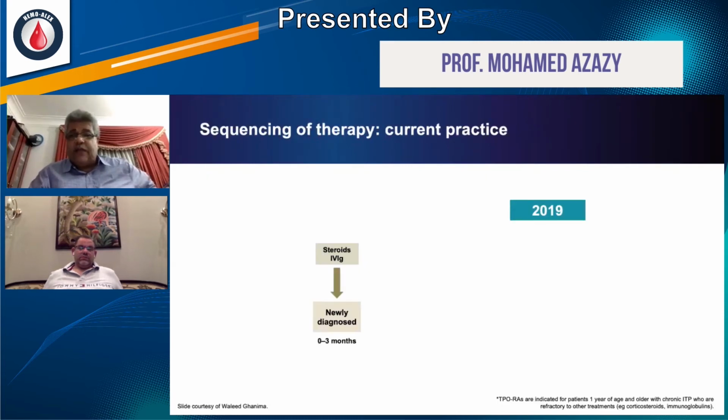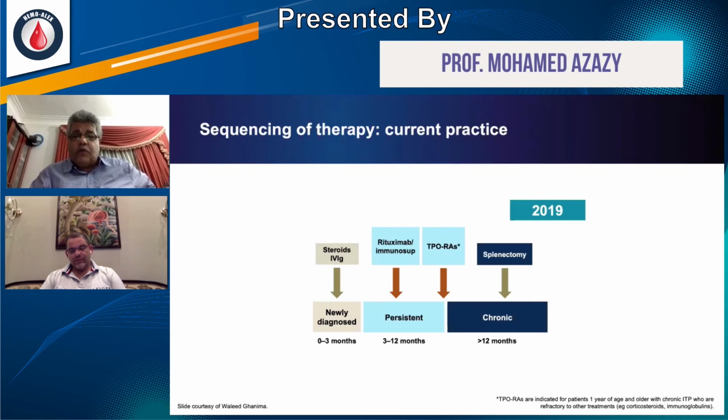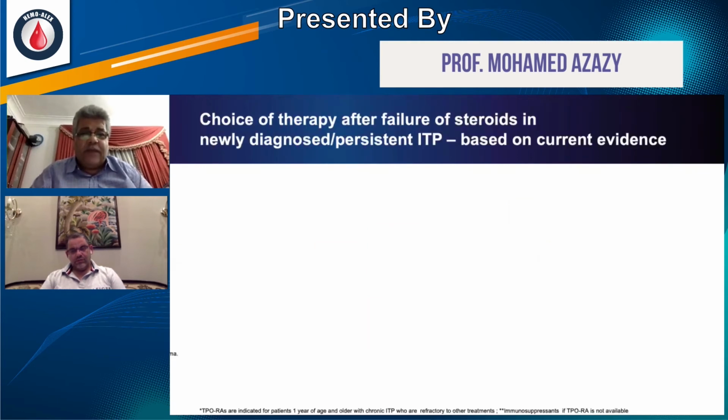So, sequencing of therapy in 2019. The current practice will go steroid, IVIG, as Professor Mervat mentioned. Newly diagnosed, 2 to 3 months: rituximab, immunosuppressive alone or in other combination, TPO. If the patient persists after 3 to 12 months, go for splenectomy. And if the patient is deemed to be chronic after 12 months, then other agents should be considered, whether quinolones or hydroxychloroquine or whatever. You have the luxury to use many drugs.